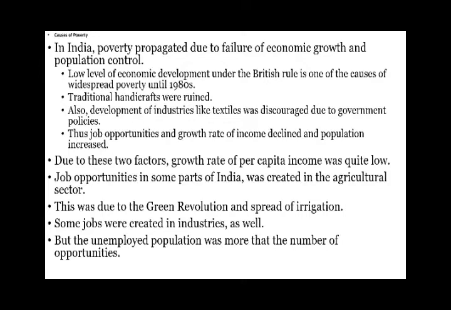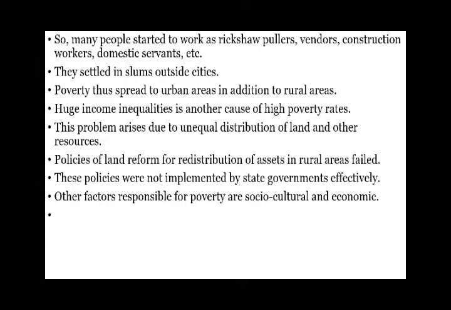Job opportunities in some parts of India were created in the agricultural sector. This was due to the Green Revolution and the spread of irrigation. Some jobs were created in industries as well, but the unemployed population was more than the number of opportunities. So many people started to work as rickshaw pullers, vendors, construction workers, domestic servants, etc. They settled in slums outside cities. Poverty thus spread into urban areas in addition to rural areas.